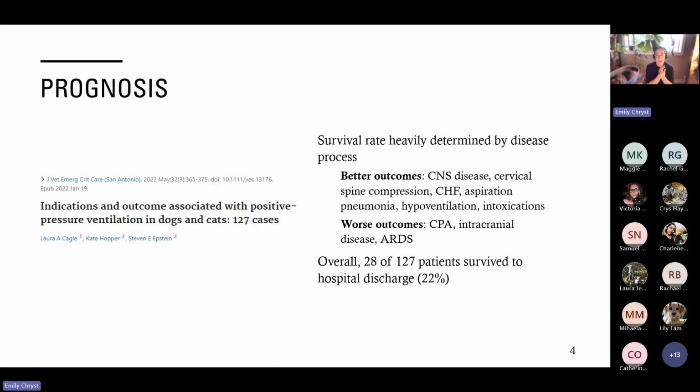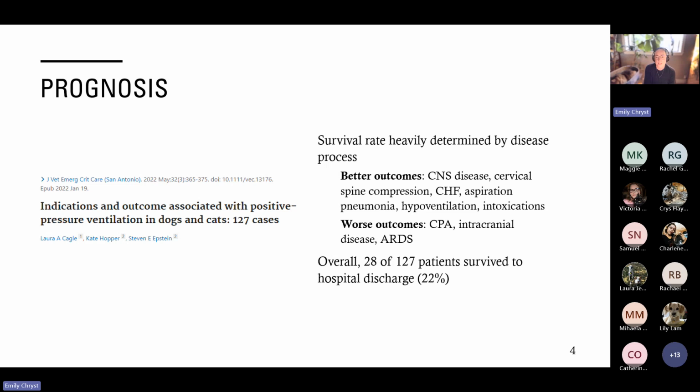Starting with some background, this is a fairly tough but important slide. I wanted to talk about this study from Kate Hopper, who's one of the preeminent researchers for veterinary ventilation. She did a study in 2022 that looked at survival rates for mechanically ventilated patients, and it's really only around 22%. Compared to human medicine, they tend to get numbers that are about 50% survival for ARDS and up to 70% for non-pulmonary cases.